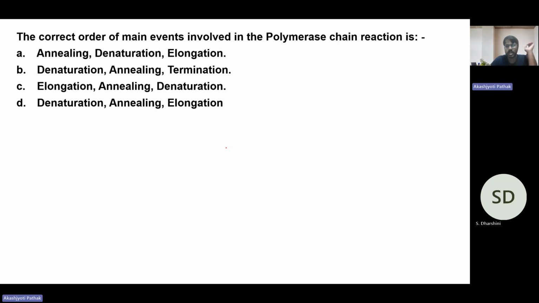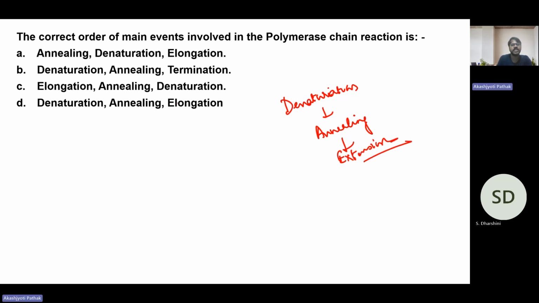Okay. Now, what is the correct order of main events involved in polymerase chain reaction? So, what is the order? First is denaturation, followed by annealing, and then extension. Isn't it? So, answer is what? Denaturation, annealing, and extension.